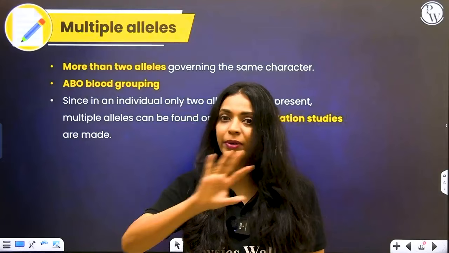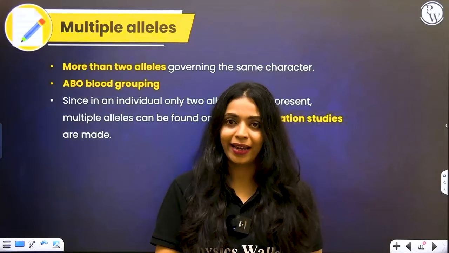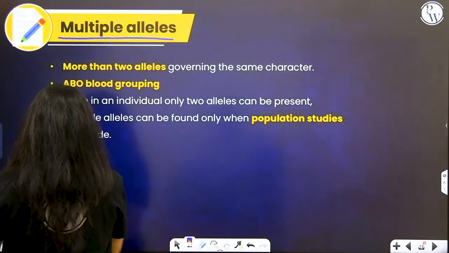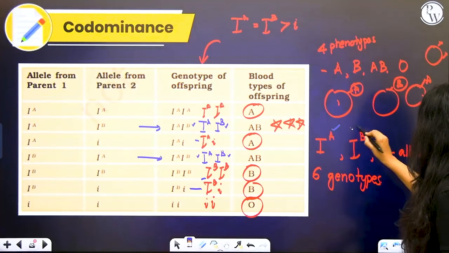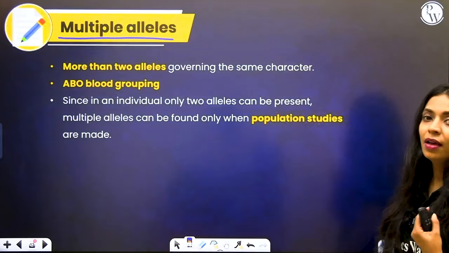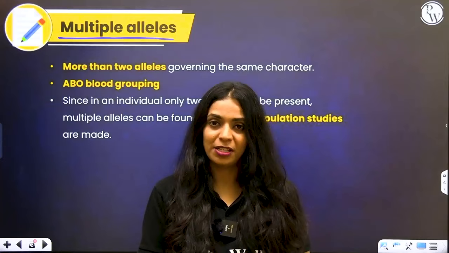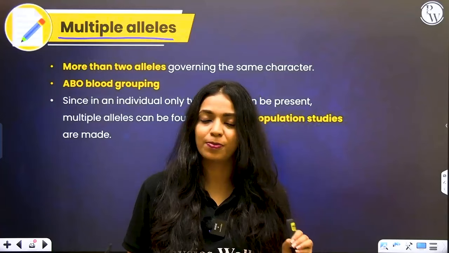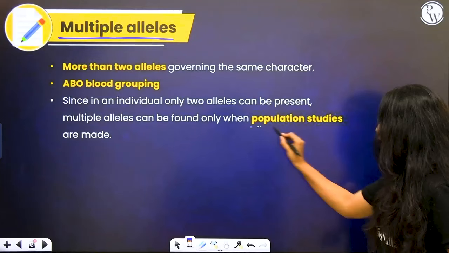If any gene has more than two alleles for a character, we call that multiple allelism. We just saw it here, right? Over here, there are three alleles: IA, IB, and i. So there are more than two alleles there. That is an example of multiple alleles. ABO blood group is an example of multiple alleles. But you can't study multiple alleles in individuals, because individuals will have only two copies. If you want to study multiple alleles, you have to study a population of many individuals of the same species. So, in order to study the effects of multiple alleles, we will have to study populations. Okay? Now, let's move on.